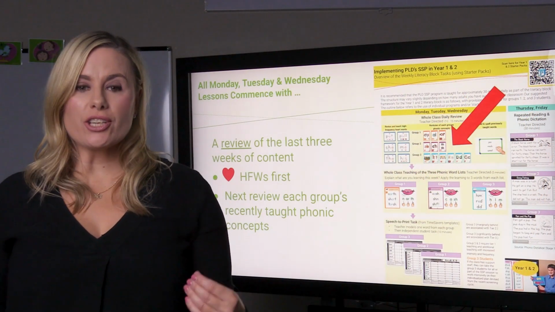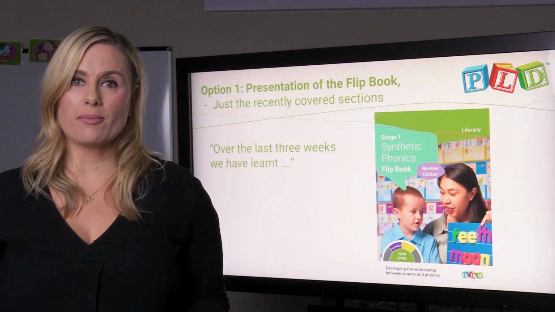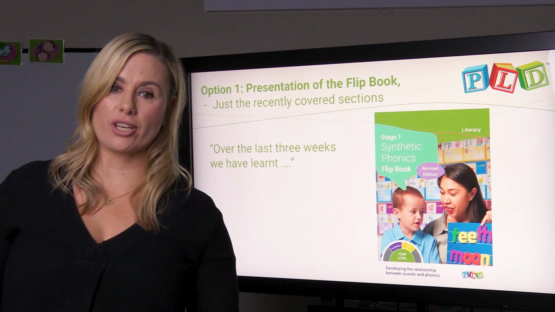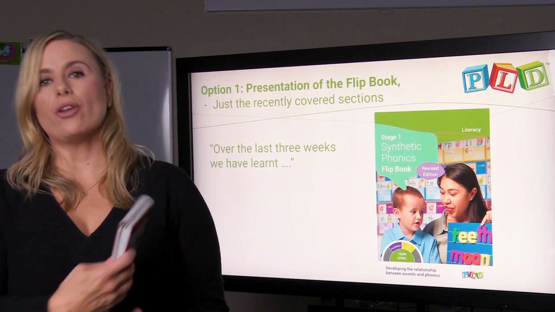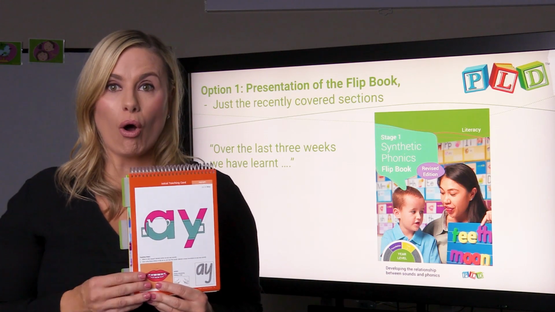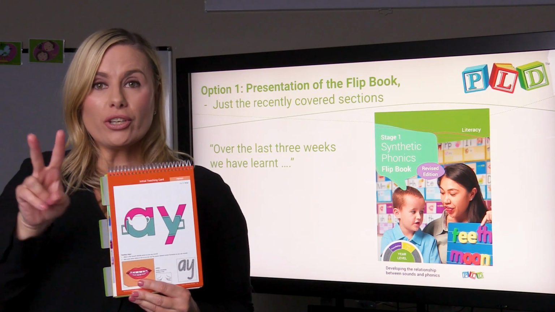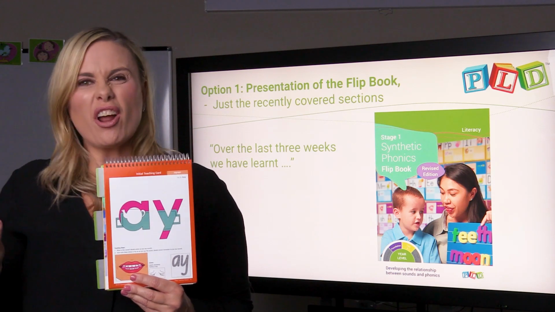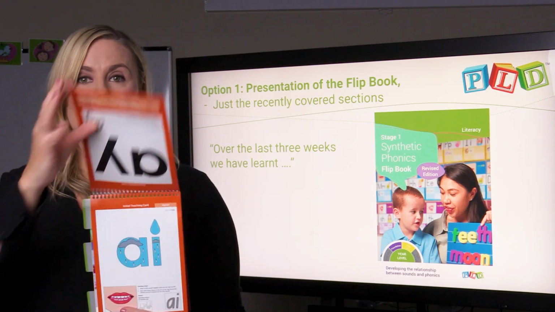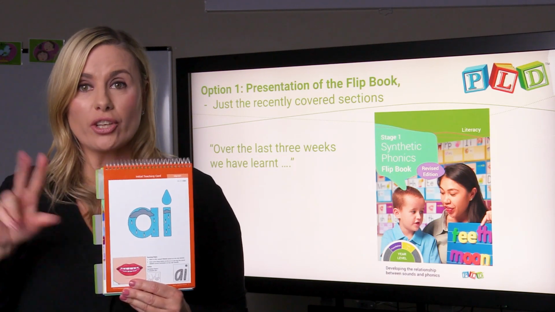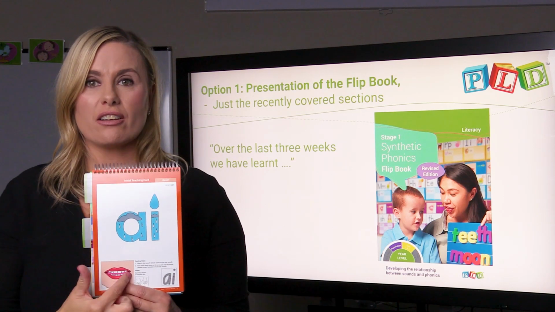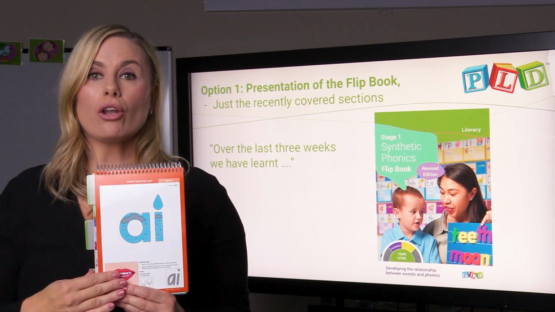Next, we review each group's recently taught phonic concepts. Option 1 is the presentation of the flipbook, just the recently covered sections. Group 1, over the last 3 weeks, we have learnt the digraph sound A of tray. 2 letters making one sound A. Where might I find this sound? At the end of a word. We've also been reviewing this digraph sound. 2 letters making one sound, A of rain. Where might I find this sound? In the middle of a word.